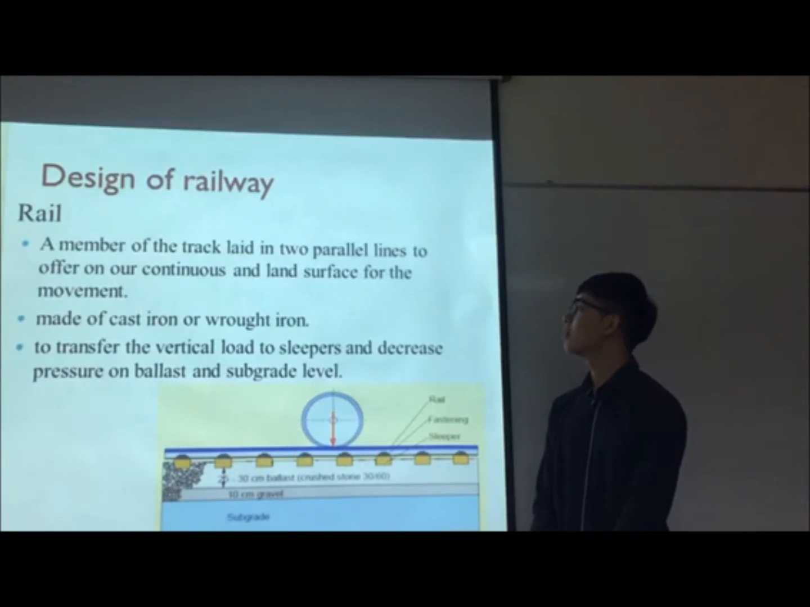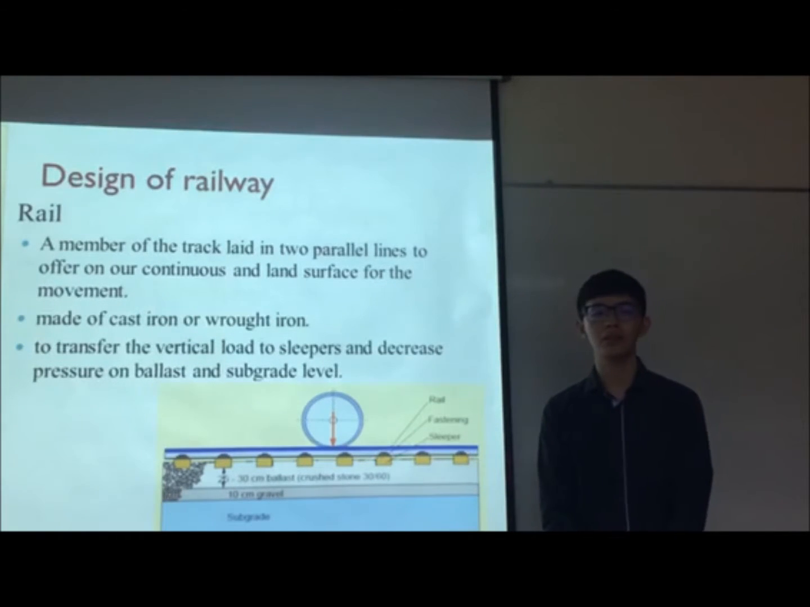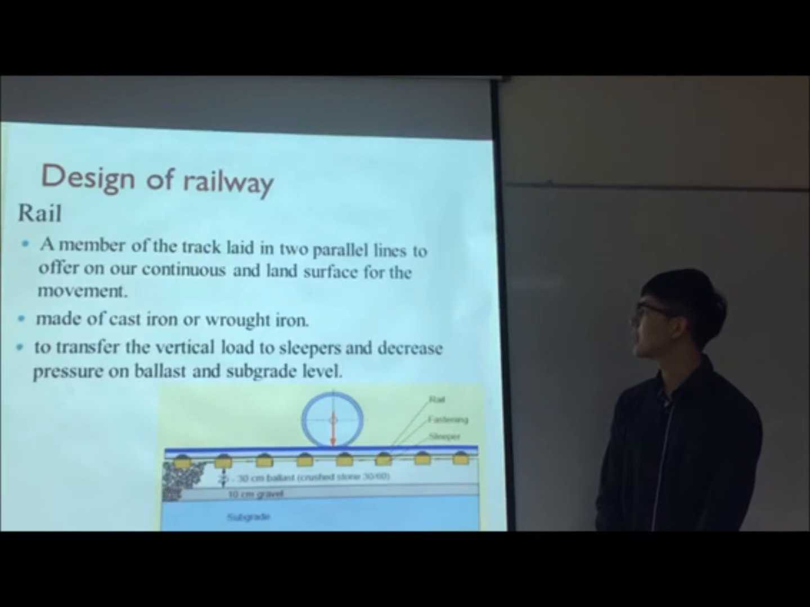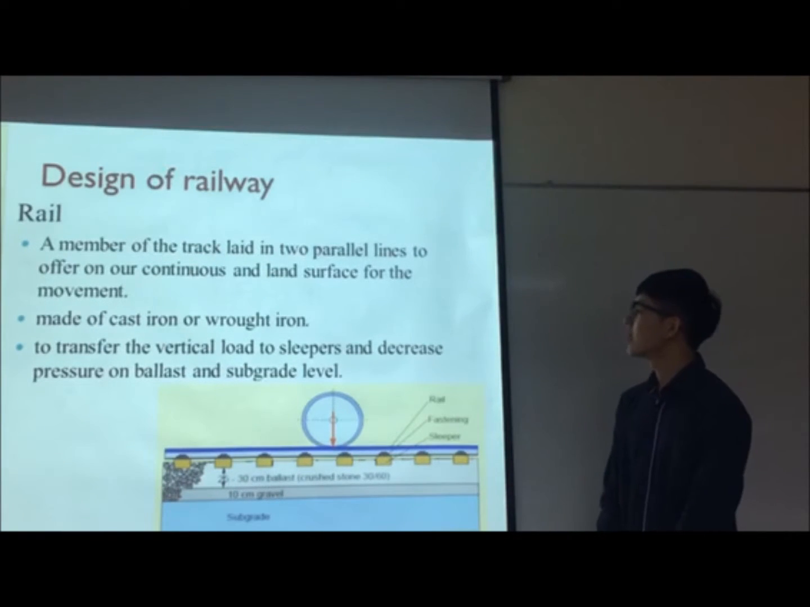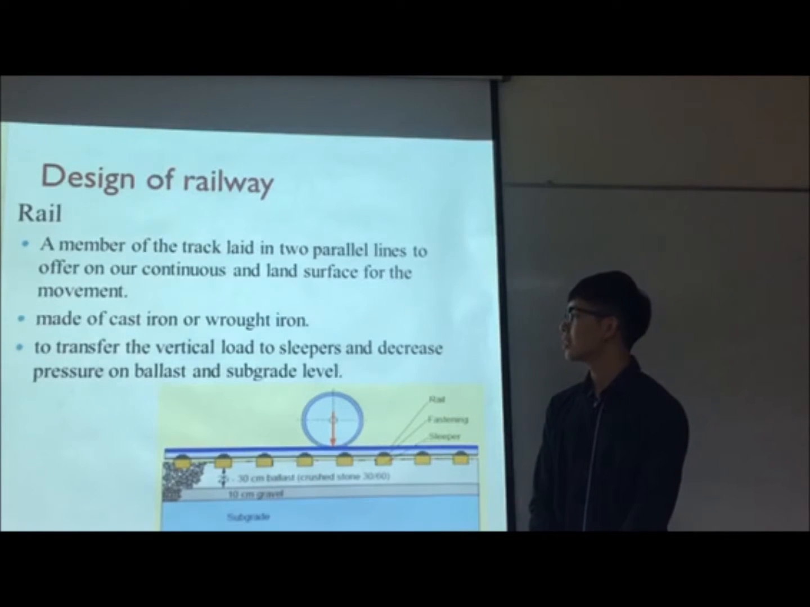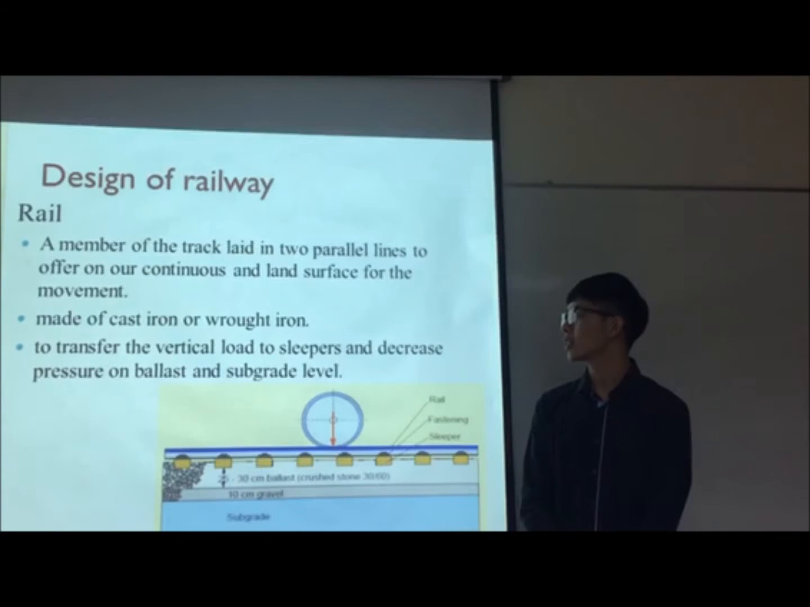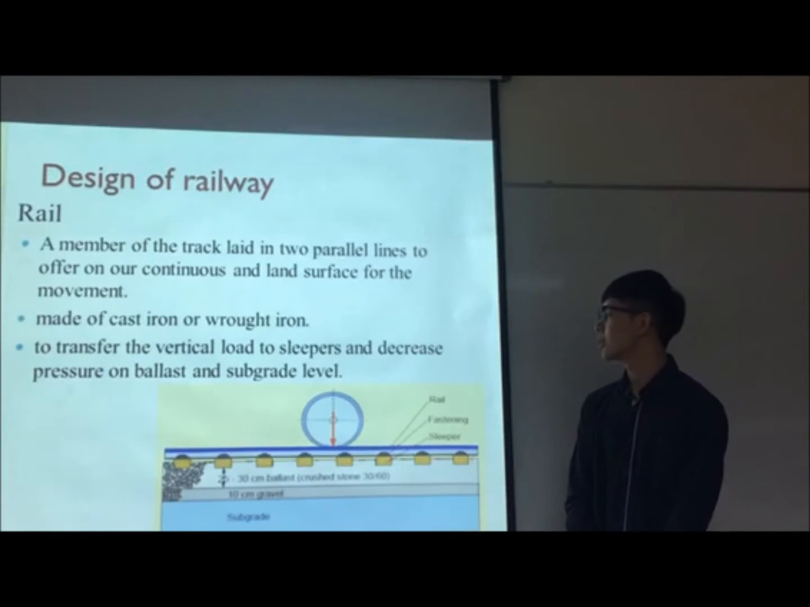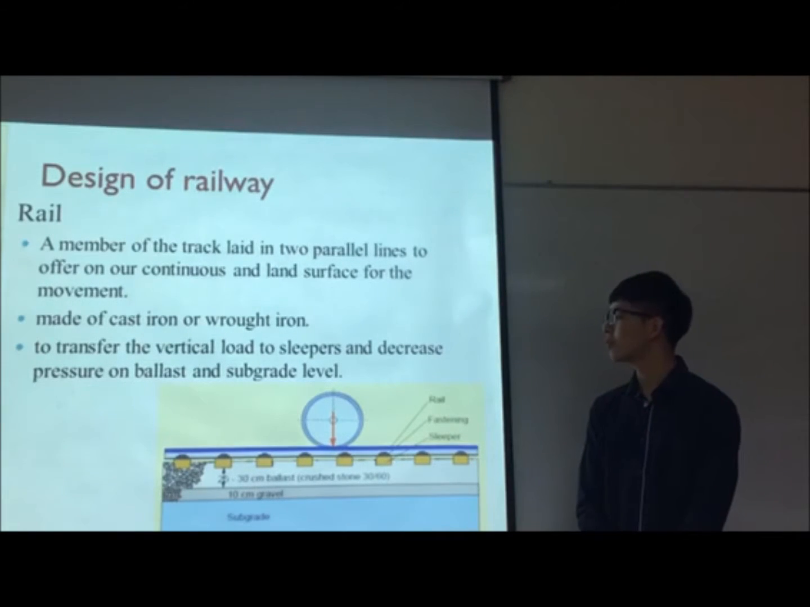Rail is a member of the track laid in two parallel lines to offer a continuous and level surface for the movement. It is made of cast iron or wrought iron. It will transfer the vertical load to the sleeper and decrease the pressure on the ballast and subgrade level.